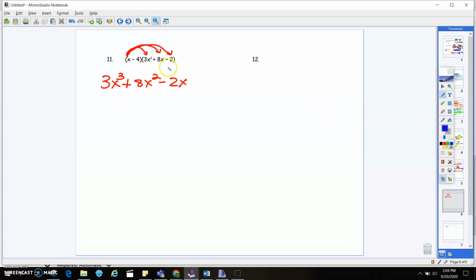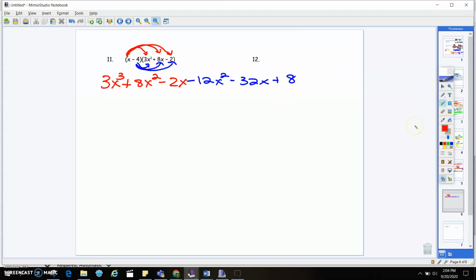Okay? So then we're going to take this negative 4 because he's lonely, and we're going to share him with this parentheses over here. So negative 4 times 3x is negative 12x squared. Negative 4 times 8x is going to give me negative 32x. Negative 4 times negative 2 is going to give me a positive 8 because we know a negative times a negative gives us a positive.